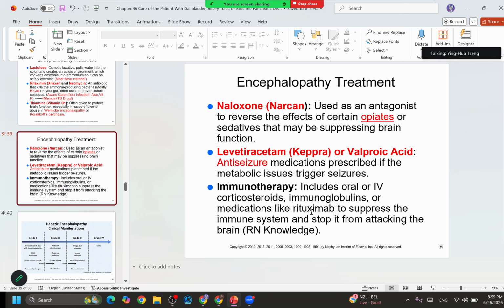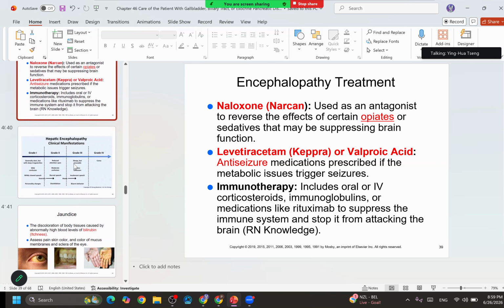Okay, immunotherapies. When we give, we can give something like oral corticosteroid. Okay, immunoglobulin. So it's helping suppress the immune system and stuff attacking the brain. So that means the immune system sometimes also comes over to attack the brain because it's kind of messed up already by the ammonia, by the liver already. So that's why we will give something like a corticosteroid to help the brain. But this is our knowledge. You don't need to know that.